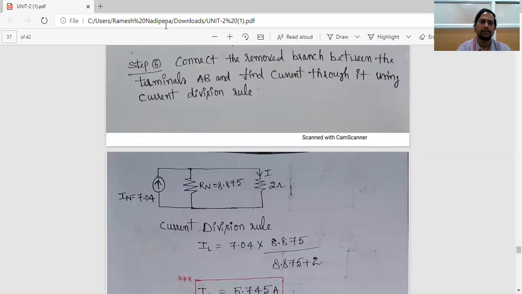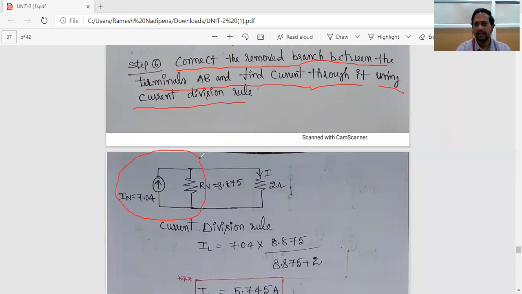Connect the removed branch between the terminals AB and find the current through it using the current division rule. Of course, you can calculate the current passing through the 2 ohm resistor by using any technique, but the current division rule is the best method. This is Norton's equivalent circuit, IN in parallel with RN. Now connect the 2 ohm resistor across the terminals AB. The main objective here is to find the current passing through the 2 ohm resistor.